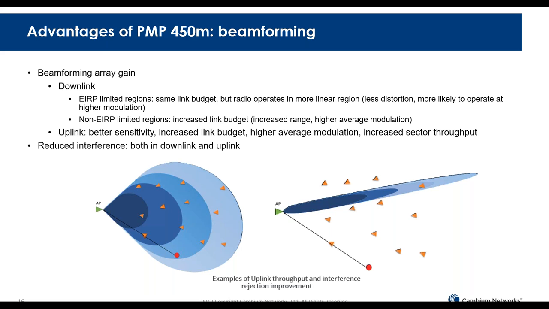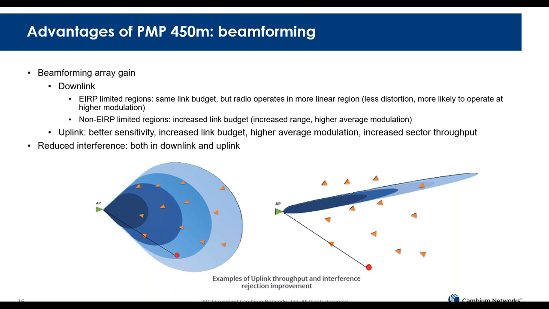Because with beamforming, we are forming a narrow beam in one specific direction. In the downlink direction, we only create interference in that narrow path, in that narrow beam towards the subscriber. And in the uplink direction, we are only receiving possible interferers from the same narrow direction, while all the other interferers are rejected if they are outside the narrow beam.